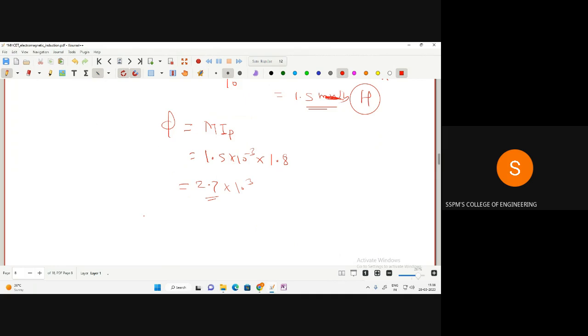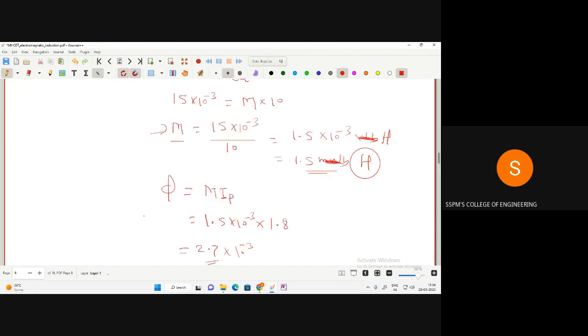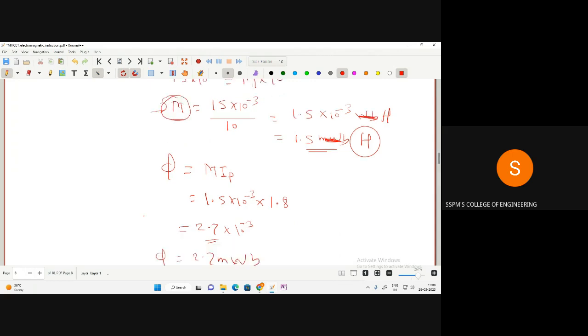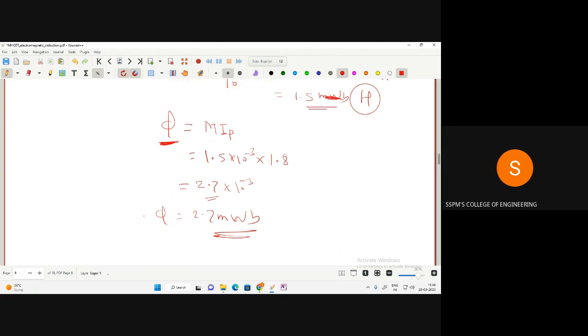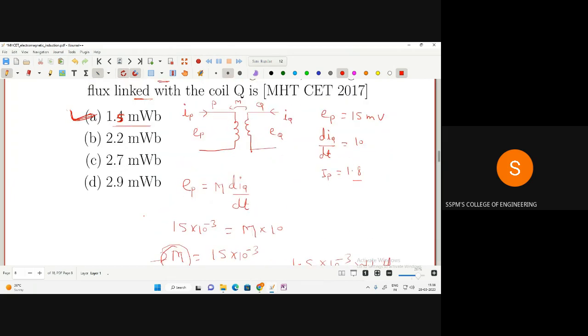(2.7 into 10 to the power -3) or it is 2.7 milliweber. So you don't have to find the mutual inductance, you have to find the magnetic flux, and magnetic flux is equal to mutual inductance into primary current, and the primary current is given 1.8. Simply multiply 1.8 into 1.5. So this will be the option. Let me correct it: 2.7 milliweber.